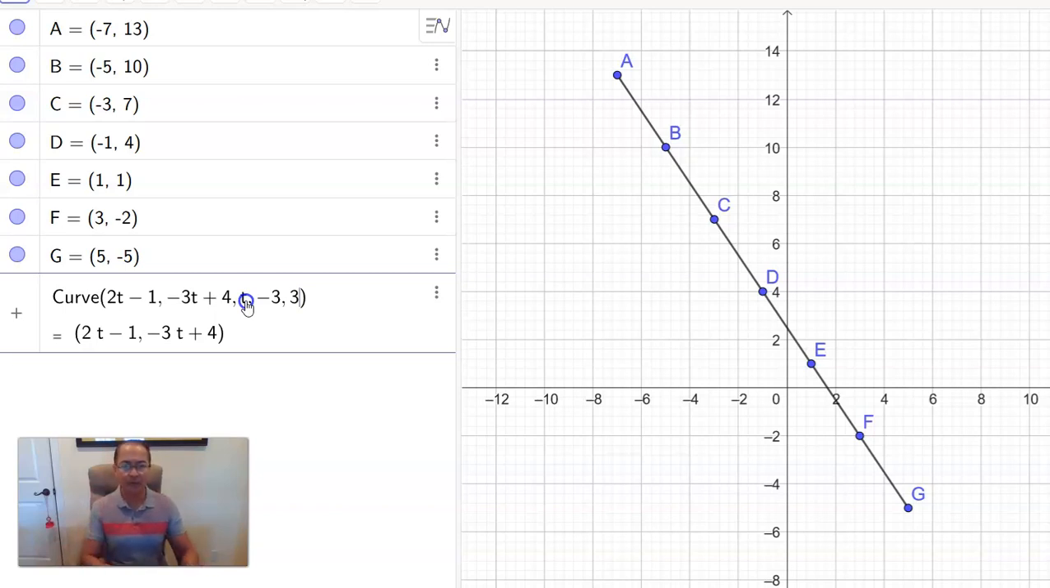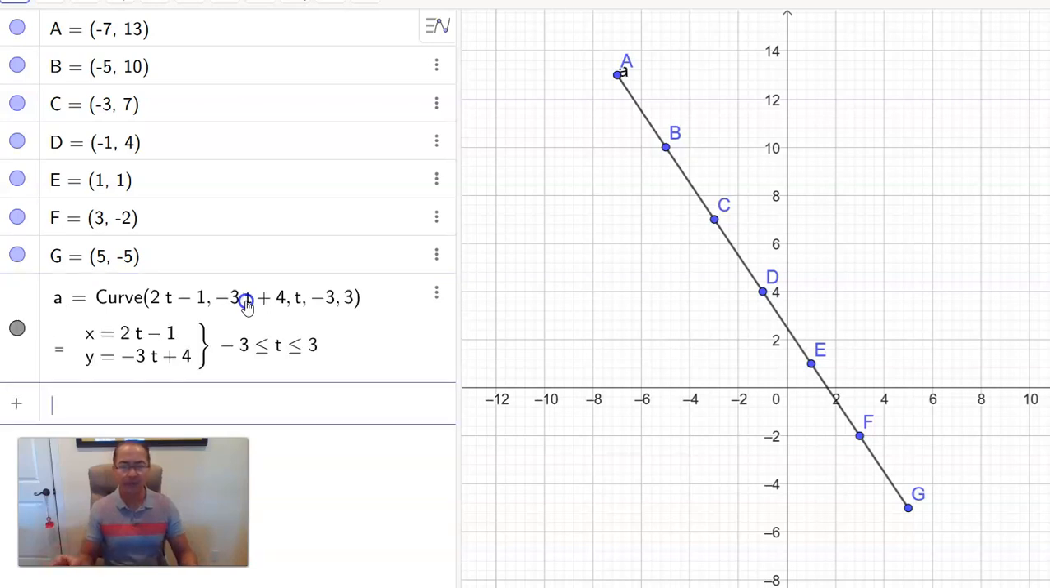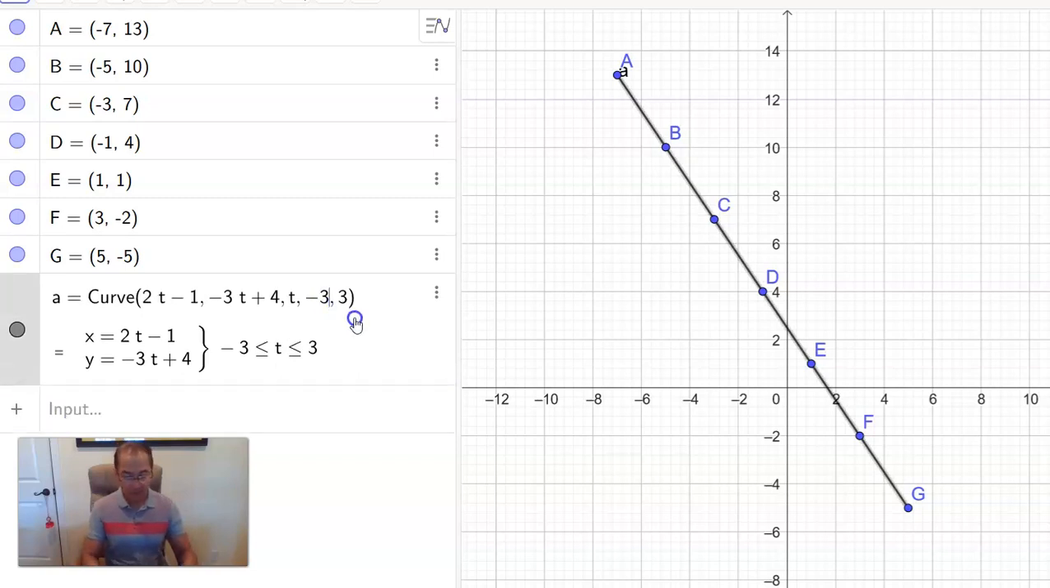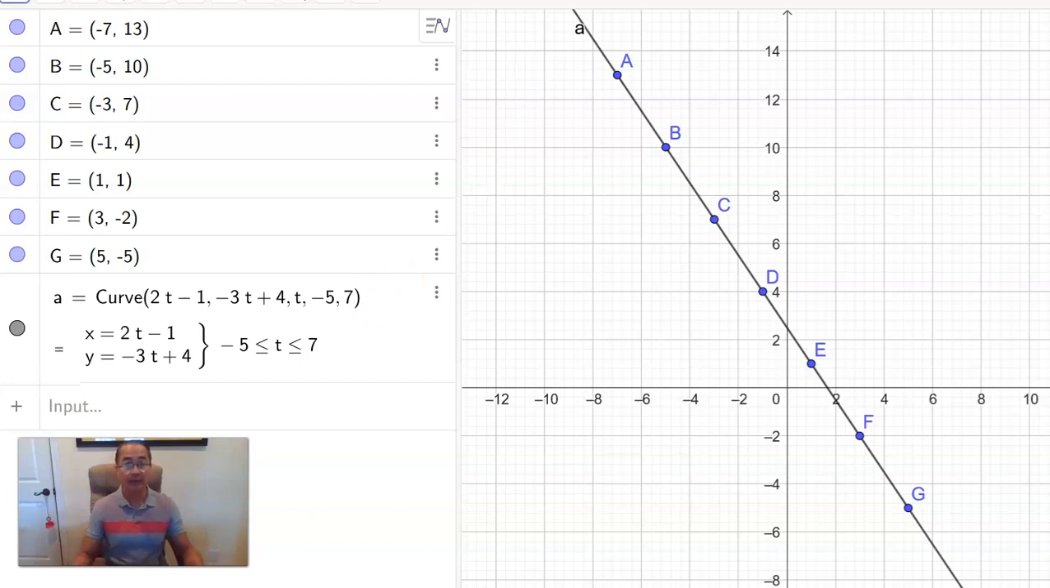Now, of course, the domain is all real numbers. So this is artificial, because the only reason I put in minus 3 to 3 is because those were the table of values that we constructed. So you can, of course, make this from minus 5 to plus 7. And the line is going to be much longer than it was before.